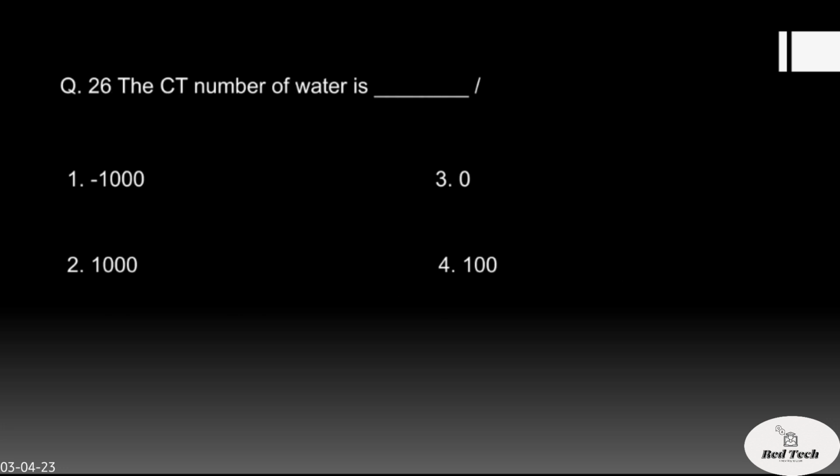Question number 6. The CT number of water. So we have to tell about the CT number. As you know, the options are option number 1 minus 1000, option number 2 1000, option number 3 0, option number 4 100. So you can easily check out the MCQ section, in which I have discussed all the CT numbers, or you can say CT MCQs, very clearly. So go through that also. So the right answer is basically option number 3, which is 0. So the CT number of water is basically 0.